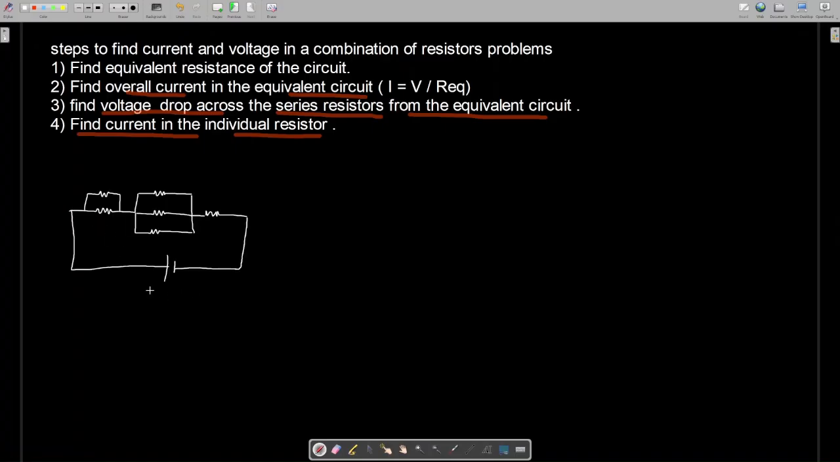Let voltage V be 10 volts. Here let it be R1, R2. This is R3, R4, R5, and this resistor is R6. Let the value of R1 and R2 be 2 ohms, R3 equal to R4 equal to R5, which will be equal to 3 ohms, and R6 equal to 6 ohms.